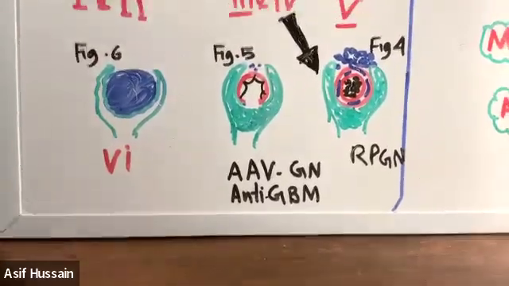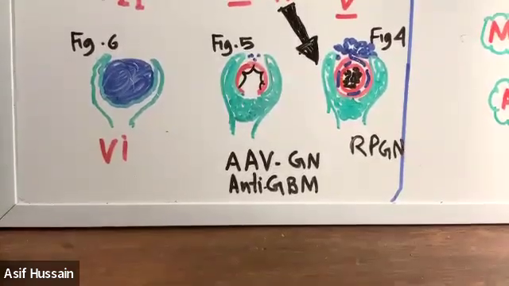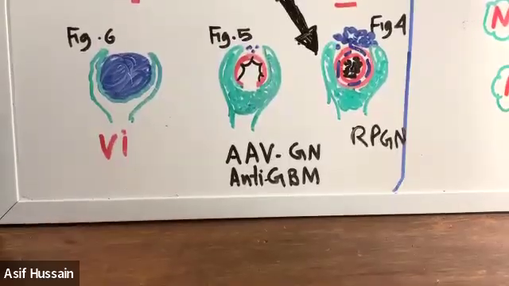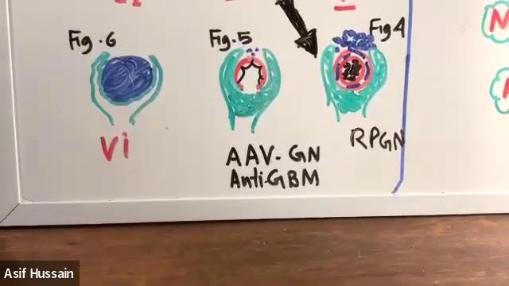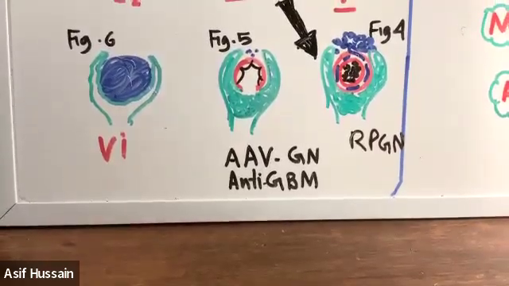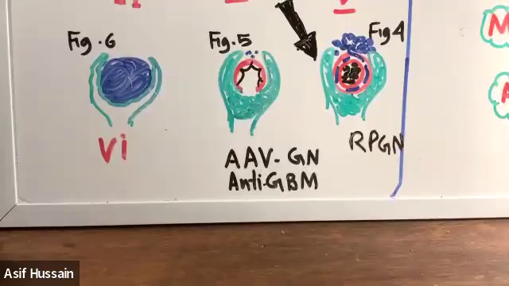When there are crescents, but with normal mesangium, normal capillary endothelium, and normal basal membrane, the only finding is ruptured capillaries with Bowman's capsule filled up with crescents. Figure 6 is a diffuse glomerulosclerosis, which is end stage disease.